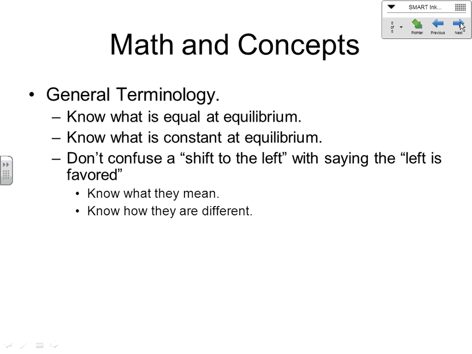And then some general terminology things. Know what is equal at equilibrium. Know what is constant at equilibrium. Don't confuse those two. Don't confuse a shift to the left with saying that the left is favored. If equilibrium is shifting to the left, that just means as we reach equilibrium, we're increasing our amount of reactants and decreasing the amount of products. It doesn't mean we will have more reactants than products. That depends on the actual value of K. So know what they mean.